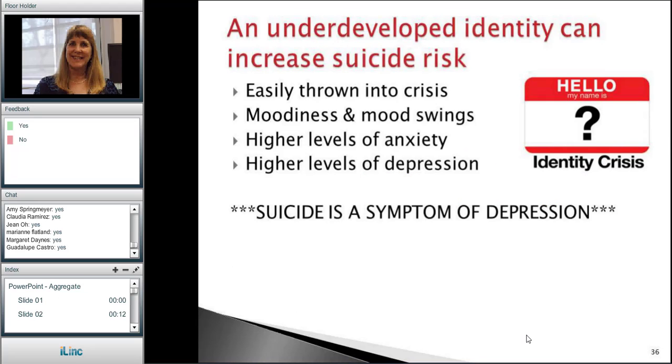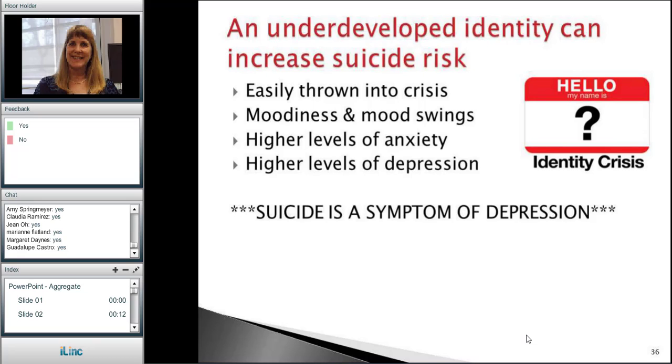students are high risk for suicide, and one of the things that we've really discovered and observed in our student population is that an underdeveloped identity can often increase their suicide risk and their risk for other mental health disorders as well. And this slide just highlights some of the things that you might see. Students easily thrown into crisis, those students that you see every other day coming into your campus office in crisis: moodiness, mood swings, high anxiety levels, high levels of depression.